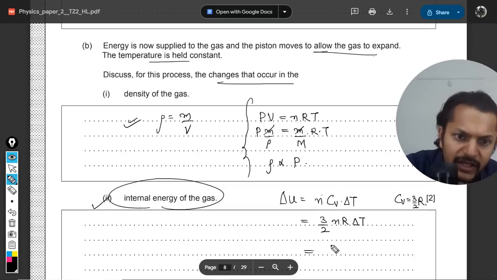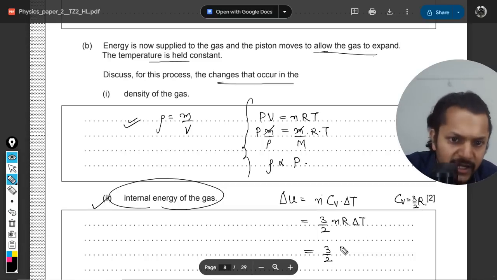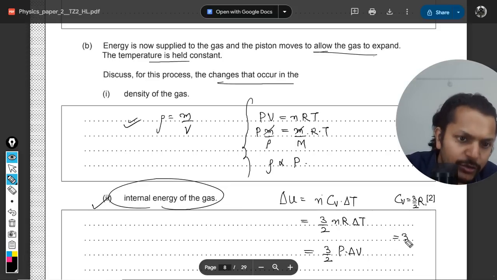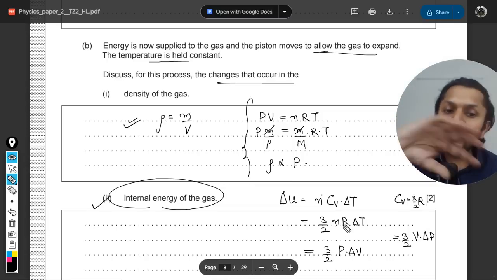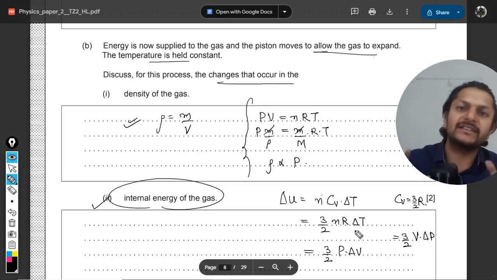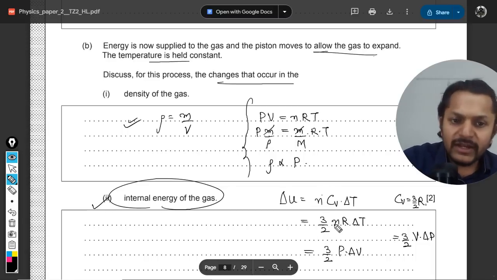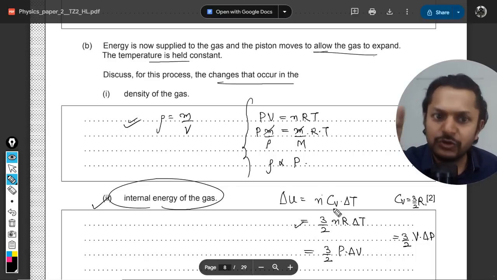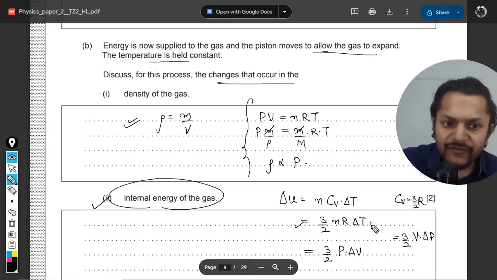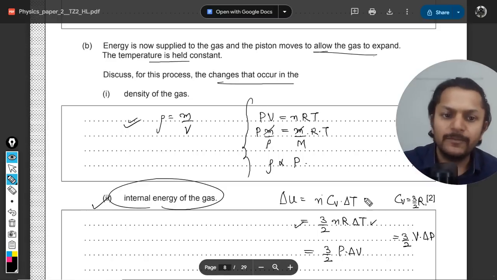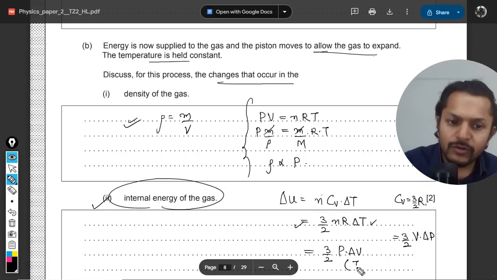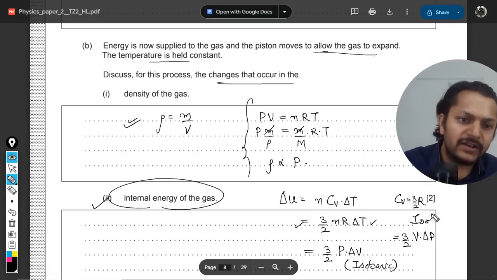Now, if delta T is given, 3 by 2 nRΔT can be written as 3 by 2 PΔV. It can also be written as 3 by 2 VΔP. Let me be very clear here. All the formulas are same. They can be derived from ideal gas equations. Nothing new in this. 3 by 2 nRΔT must be given in the data booklet also. The Cv thing is new for you. So if the change in temperature is given, you can directly apply the value. If, let us say, you're talking about the isobaric process, we use this. For isovolumetric, it becomes this.